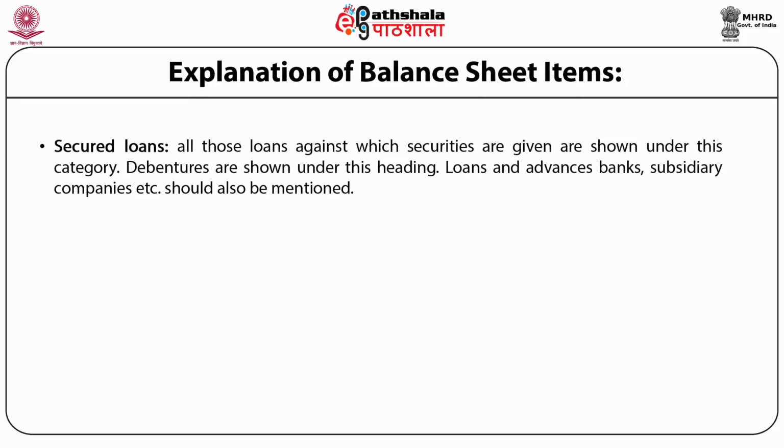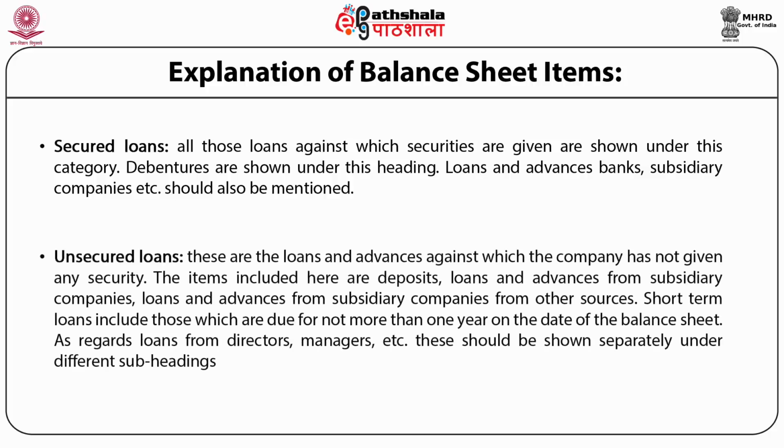Secured loan. All those loans against which securities are given are shown under this category. Debentures are shown under this heading. Loans and advances from banks and subsidiary companies should also be mentioned. Unsecured loan. These are the loans and advances against which the company has not given any security. The items included here are deposits, loans and advances from subsidiary companies, and loans and advances from other sources.